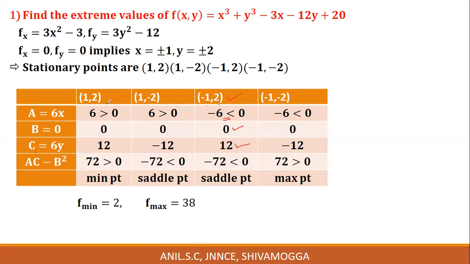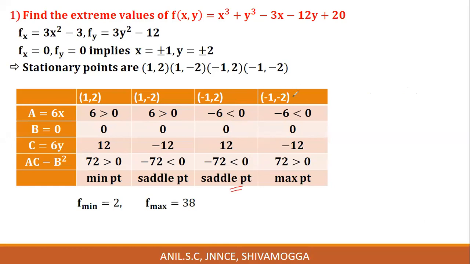Now, AC minus b square. AC is minus 6 into 12, minus 72. Minus b square is 0. Therefore, this is equal to minus 72, and minus 72 is less than 0. If AC minus b square is less than 0, the point is said to be a saddle point. This is a saddle point. There will be no maximum or minimum value at this point.